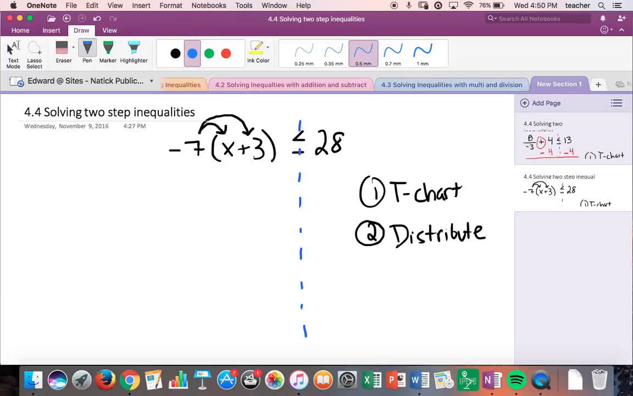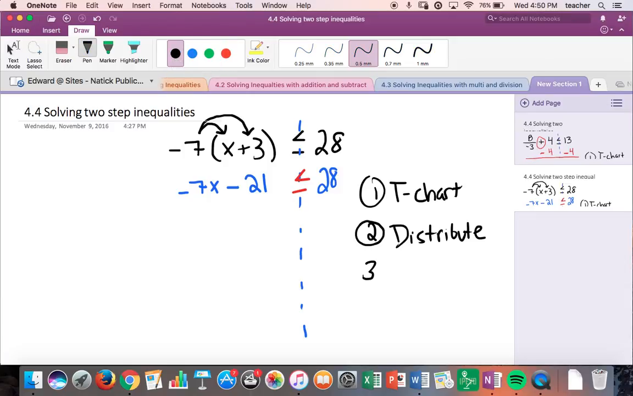-7 times x is -7x, -7 times 3, minus 21. I'm going to write my symbol in red, just so you can see it a little better. And here is 28 on this right side. All right, so now we're going to move right on to step 3.